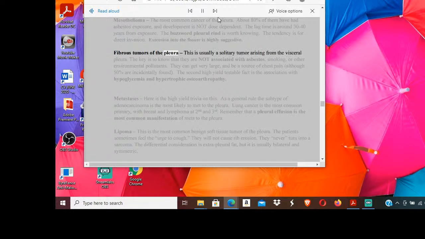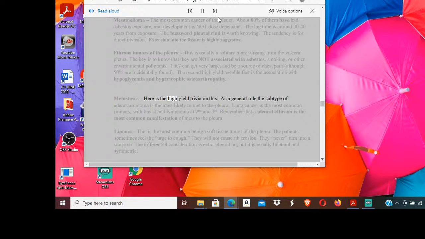Fibrous tumors of the pleura, this is usually a solitary tumor arising from the visceral pleura. The key is to know that they are not associated with asbestos, smoking, or other environmental pollutants. They can get very large, and be a source of chest pain, although 50% are incidentally found. The second high-yield testable fact is the association with hypoglycemia and hypertrophic osteoarthropathy.